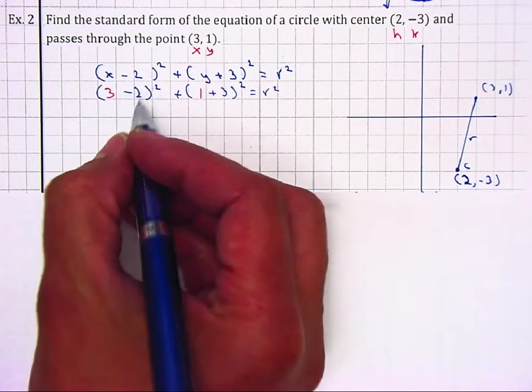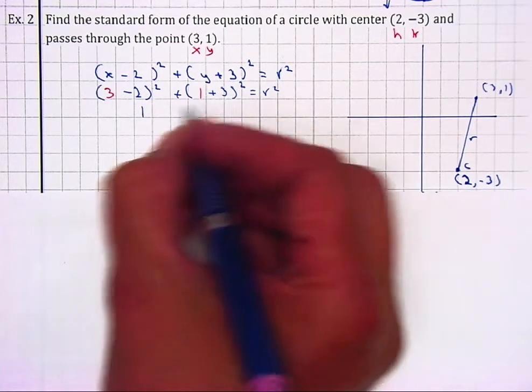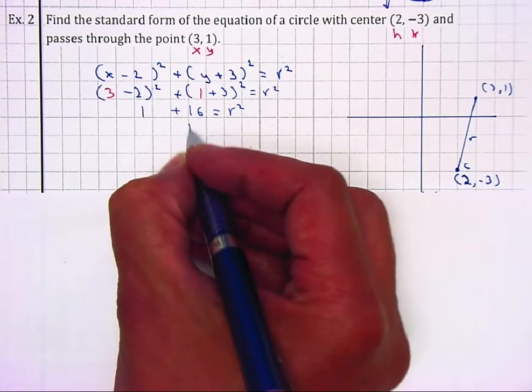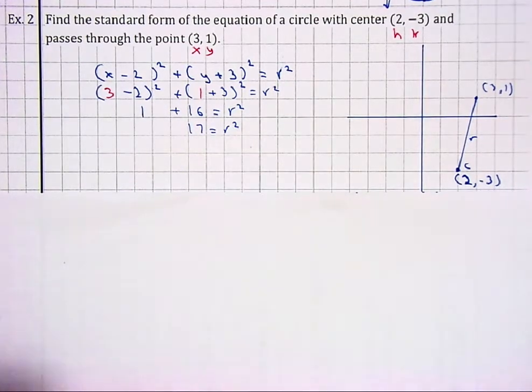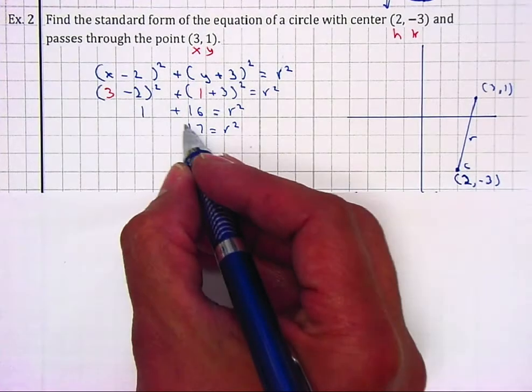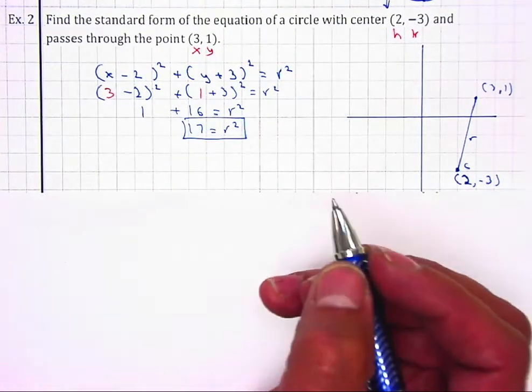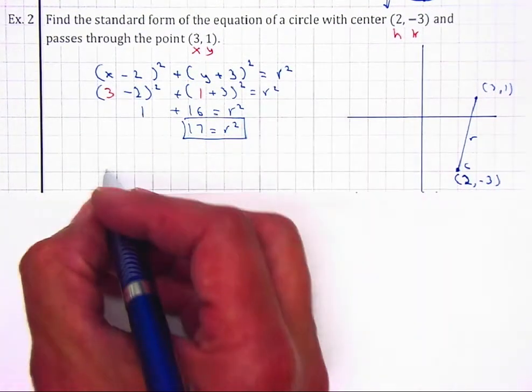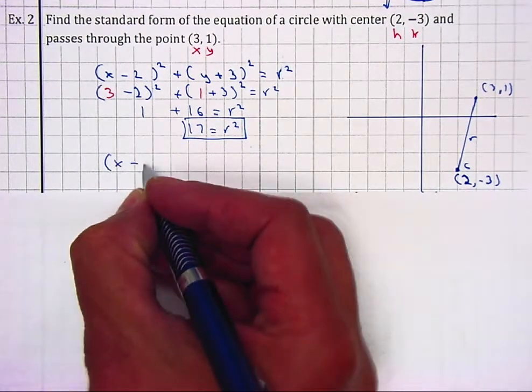That gives me 1 squared, which is 1, plus 4 squared, which is 16, and that gives me 17 equal to r squared. Now I can solve for r, r will be the square root of 17, but I actually need r squared to be plugged in here. So now I can just plug in the value of r squared.